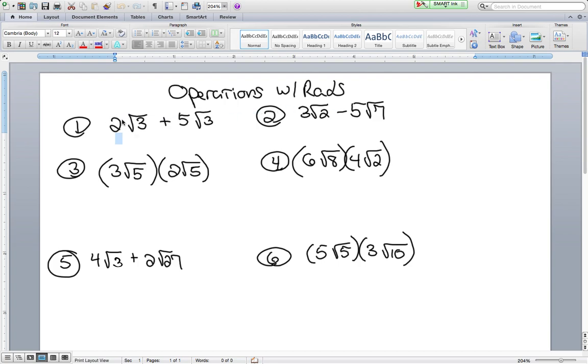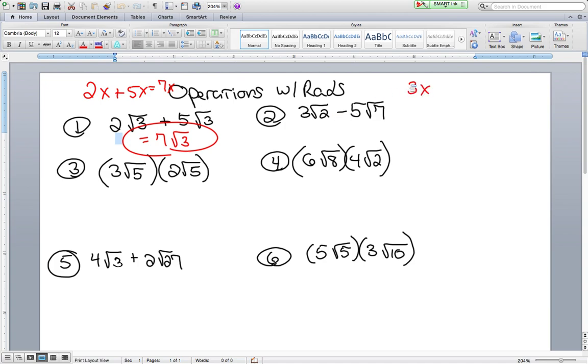So if you see problem number 1 here, I have 2 rad 3's plus 5 rad 3's. Well, that's just like 2x's plus 5x's. If I had 2x's and 5x's, wouldn't I have 7x's? So here I have 2 rad 3's, I have 5 rad 3's. Well, I'm going to have 7 rad 3's. Yeah, it's pretty simple.